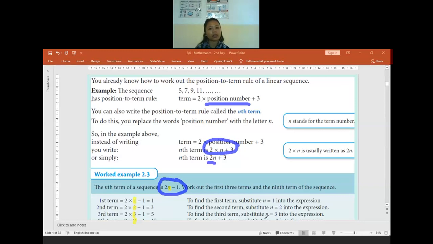Is there anyone who is confused or has difficulties? Or am I talking too fast? Hello? Is there anyone confused? No? Okay. If no one is confused, let us continue to exercise 2.1. Sorry, 2.3. Wait.